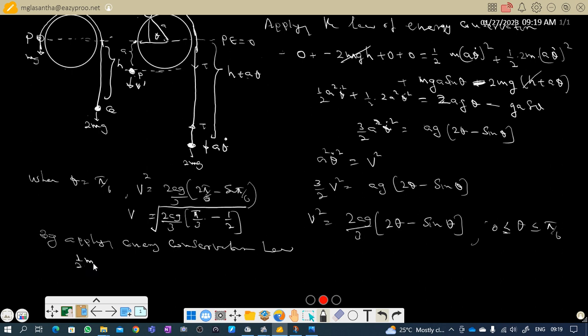Half m v squared plus the potential energy, mg a sin pi by 6, equals, when it comes to this point, a depth a below the initial point, the kinetic energy half m v dash squared minus mga. So from this equation you can find v dash.